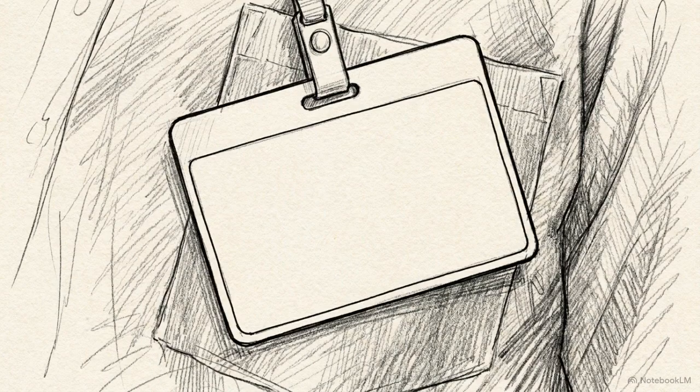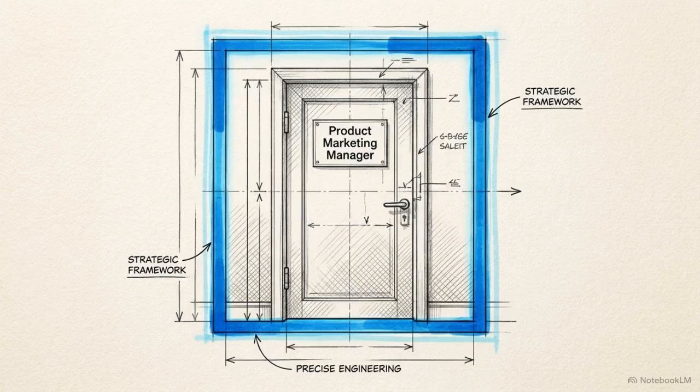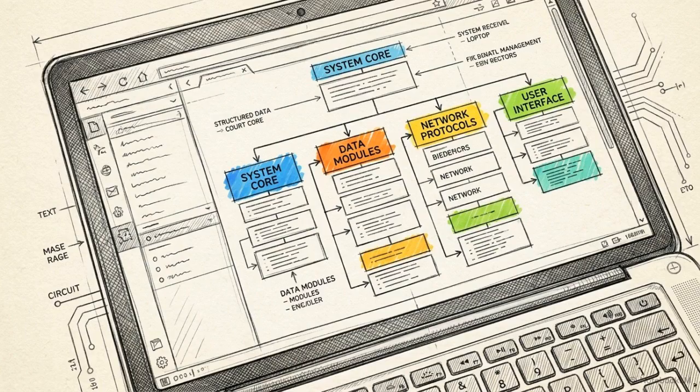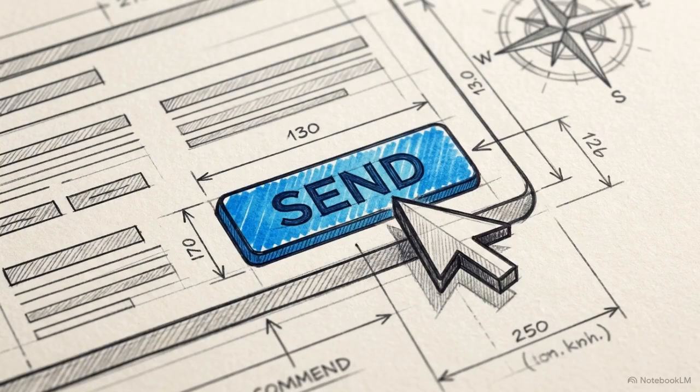Avoid assigning a generic role like an expert. Instead, use concrete titles like strategy director, product marketing manager, or senior advisor. When you pair a specific professional role with a tightly defined goal, you strip away the AI's ability to make assumptions about your intent. The direction is locked in.